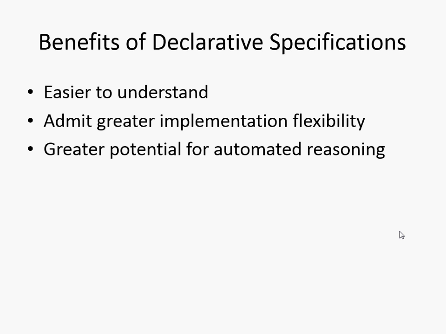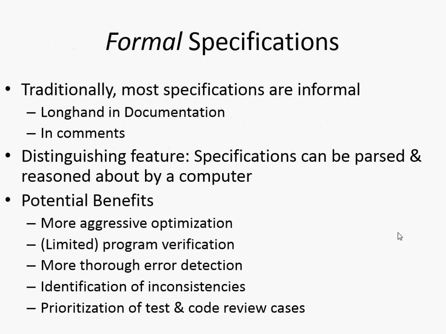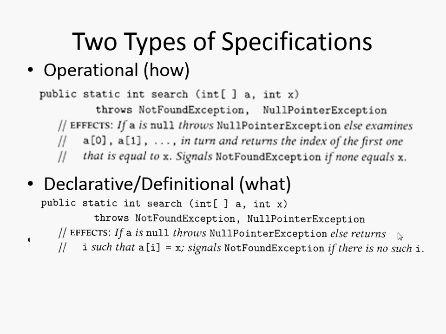Okay. So declarative specifications are generally easier to understand. They admit greater flexibility and greater potential for automated reasoning. Now, in your professional lifetimes, and in mine, you are going to see increasing use of what are known as formal specifications. These things go beyond what we've just seen. They get the benefit of what we've just seen, but they provide extra benefits. They go beyond this. This is written in English.